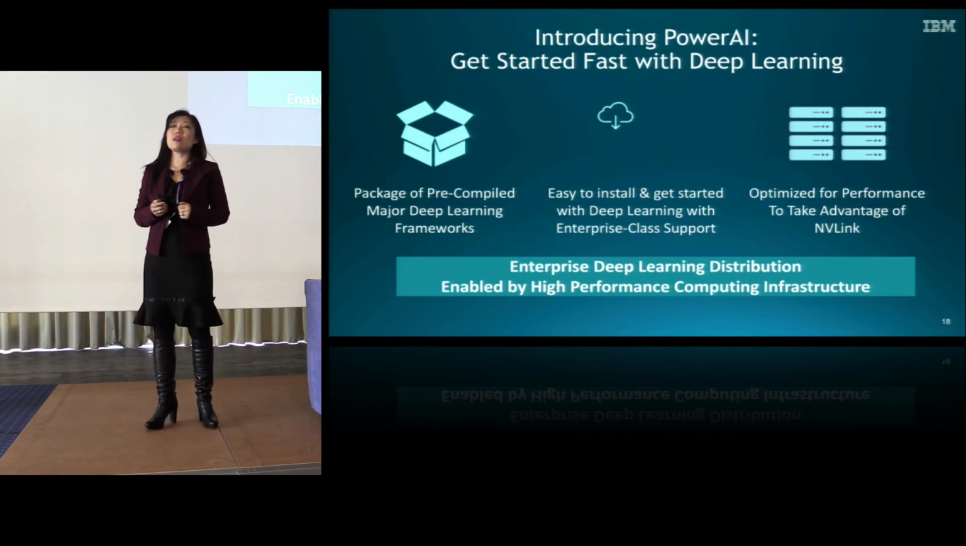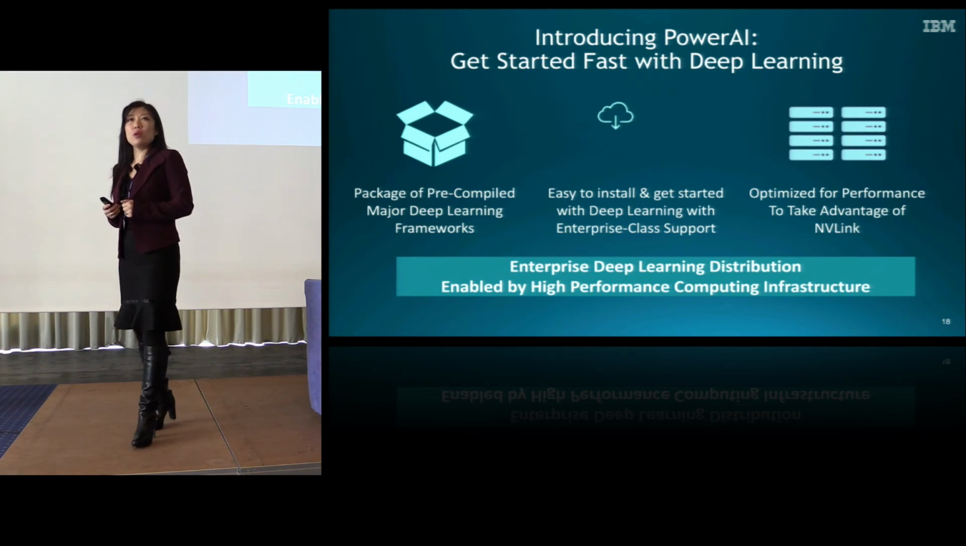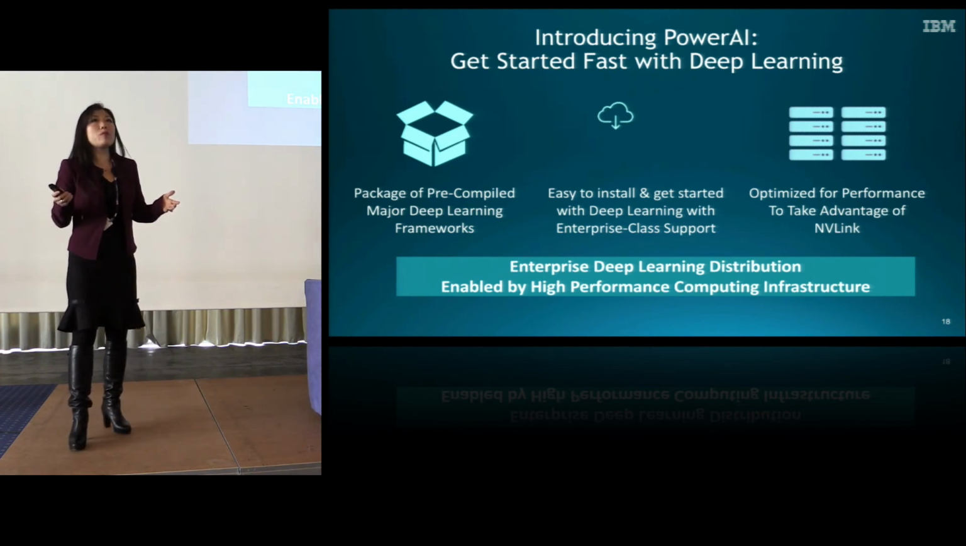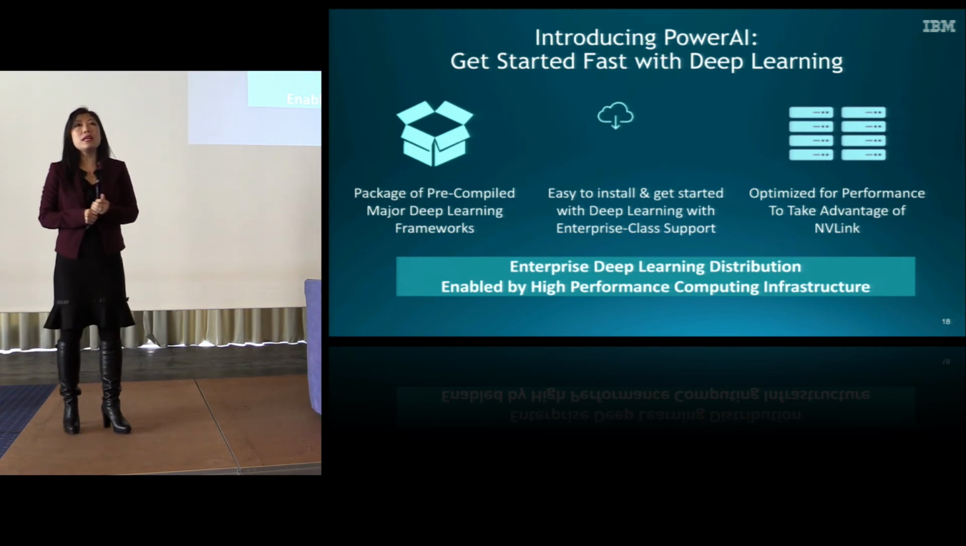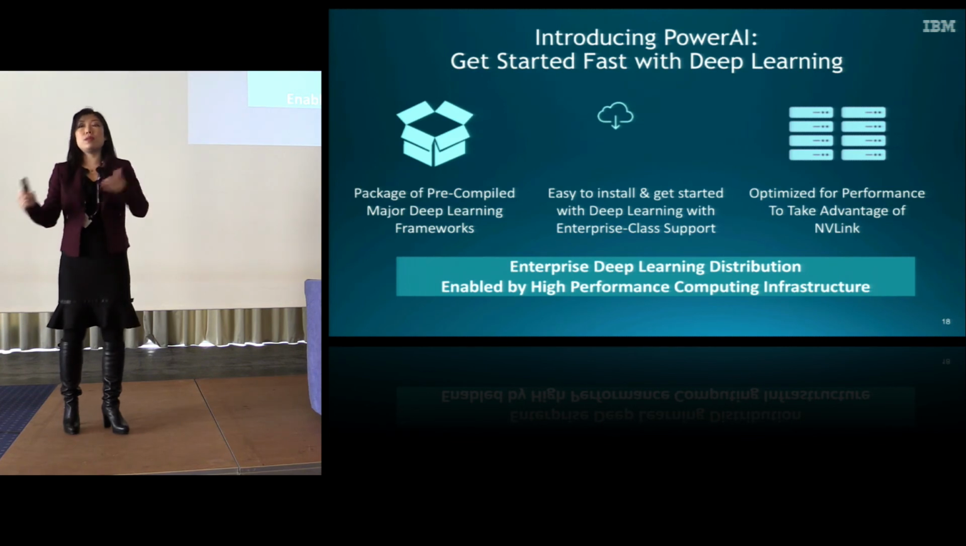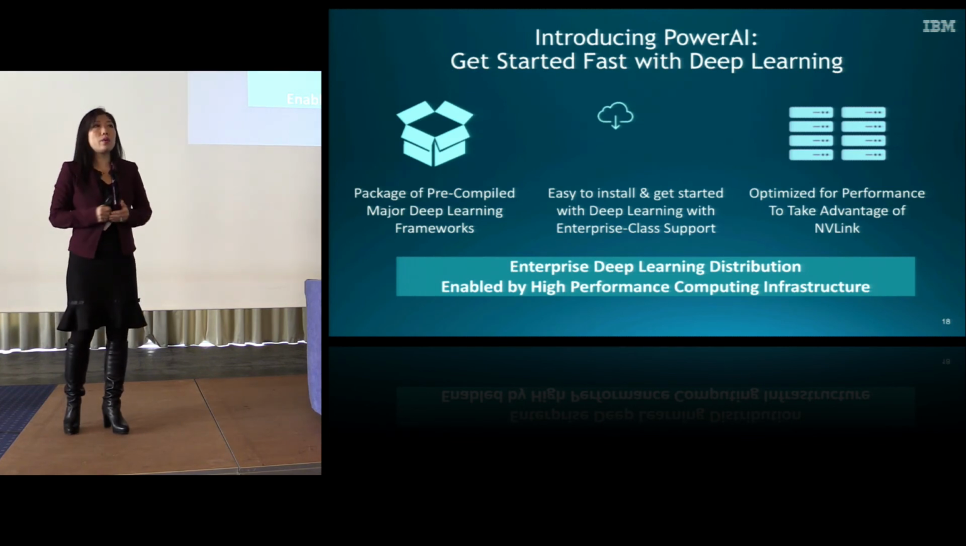As you know, we have this awesome hardware of Minsky. Now, what do we go from above that? Of course, it's on the software. That's what we have. We built a Power AI framework. Think of it as the Red Hat for deep learning, because that's where the market is going.